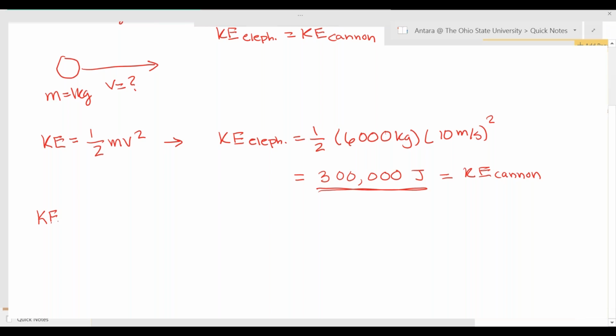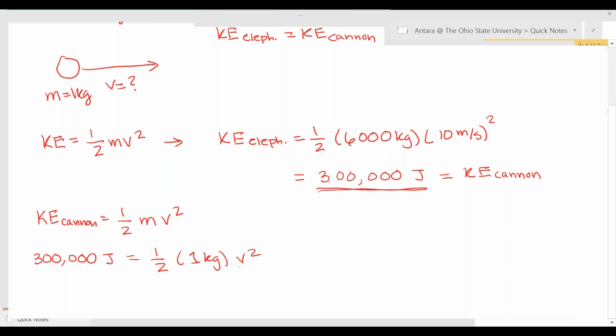We have kinetic energy of the cannon equals 1/2 mv squared. And we have to remember it's a cannon. So we have the kinetic energy of the cannon, we have the mass of the cannonball, but we're trying to find the velocity. So let's plug in the kinetic energy of the cannon, which is 300,000 joules equals 1/2 times 1 kilogram v squared.